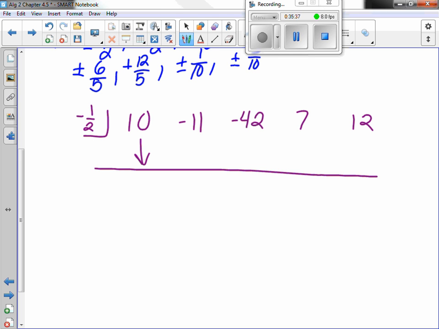So let's try this here. Because negative 1/2 times 10 would be negative 5. Negative 11 plus negative 5 would be negative 16, yes? Negative 1/2 times negative 16, or negative and negative give us positive. So really we're dividing by 2 and giving us 8.